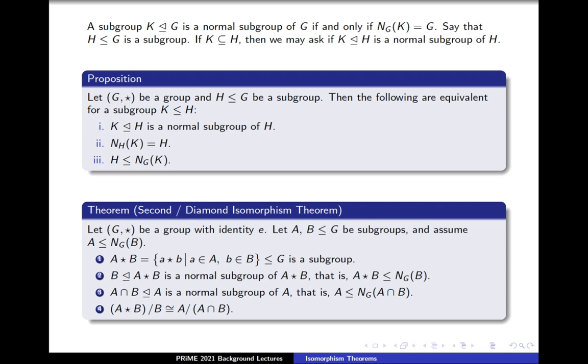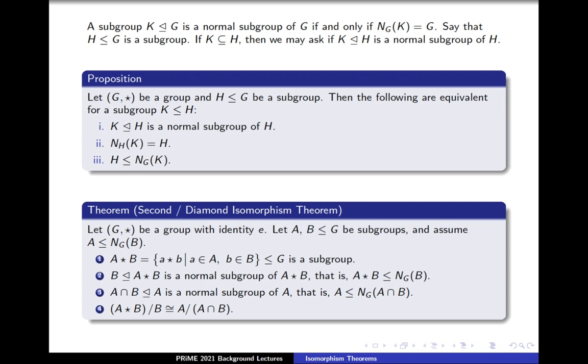And so we have that B is a normal subgroup of A star B. That is, from the proposition before, A star B is a subgroup of the normalizer in G of B.